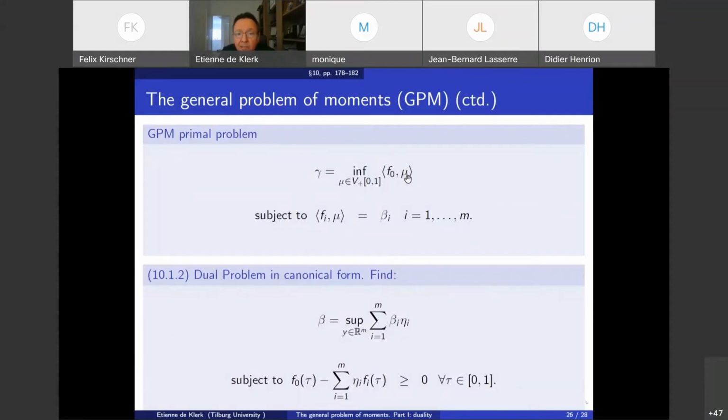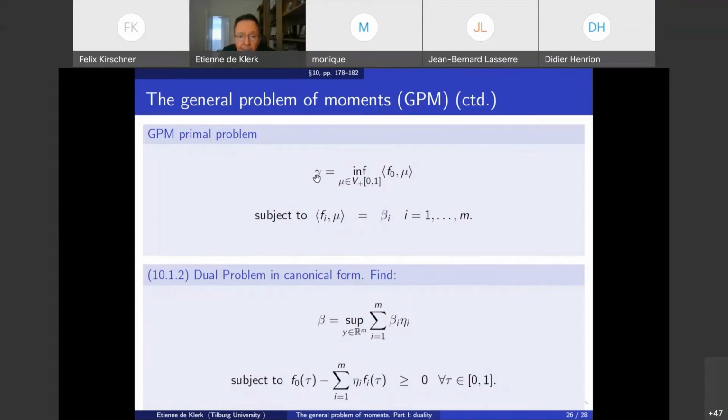again we are minimizing this duality. F0 is given, mu is our variable. It's a non-negative measure on 0, 1. We have these linear constraints given by some right-hand side data values, real values, and these fi's are given continuous functions. And then the dual problem looks as follows.